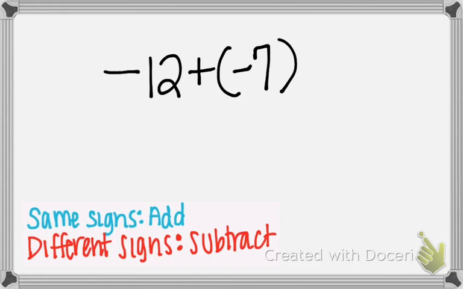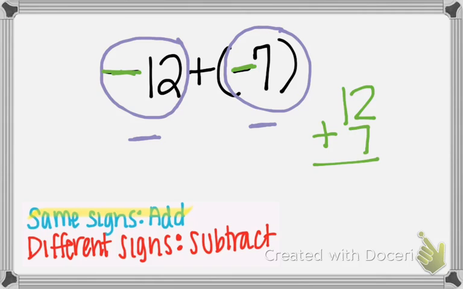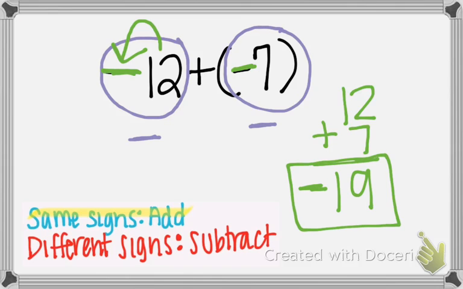Okay, if we look here, we have a -12 and a -7. They are both the same. What's in front of it is exactly the same. So when they're the same, we add. So 12 plus 7 is 19. Then we're going to look in front of the larger number. So 12 is larger, so if we look in front, that means there's more negatives. So -19.